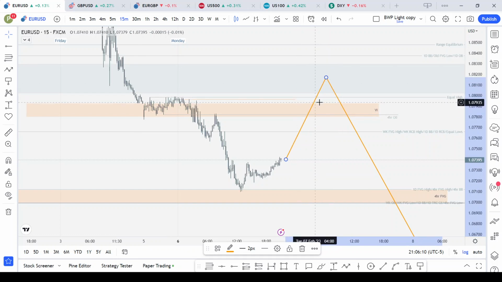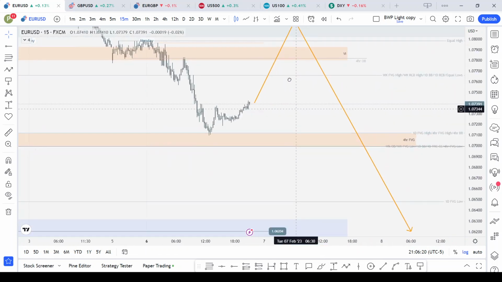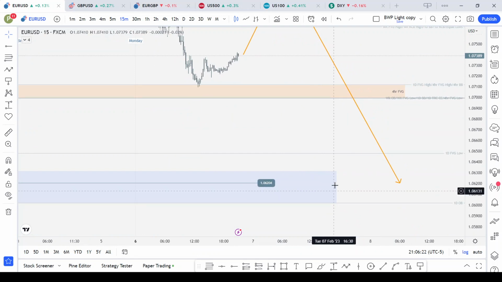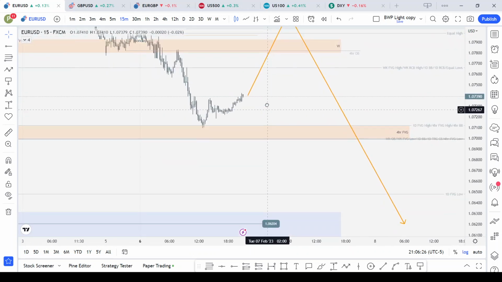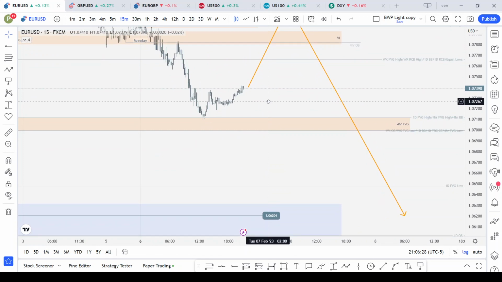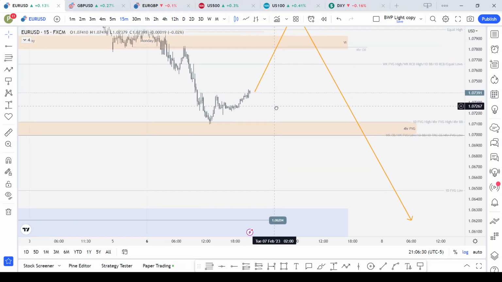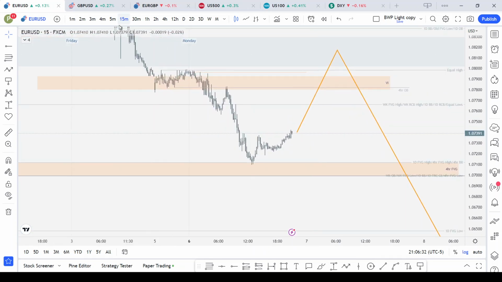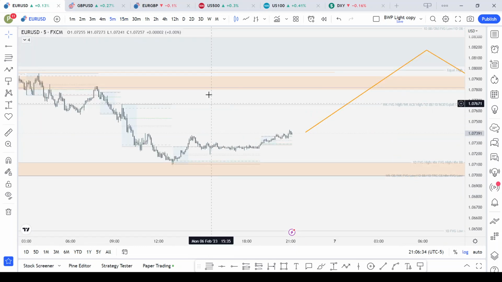I'm going to be watching for a short setup around here. Once price enters into the volume imbalance and this high is taken, I'll start watching for a short setup, and my minimum target will be this level, 1.06204. So that's my expectation for the week on DXY and EU.